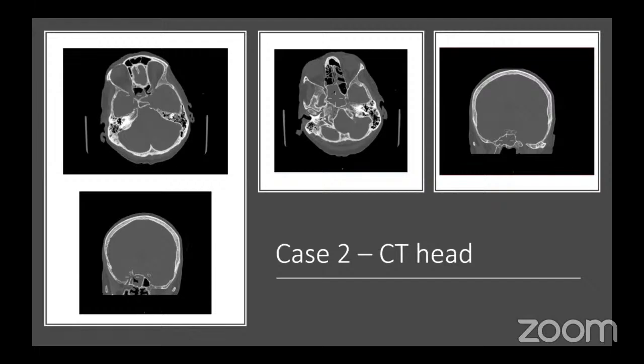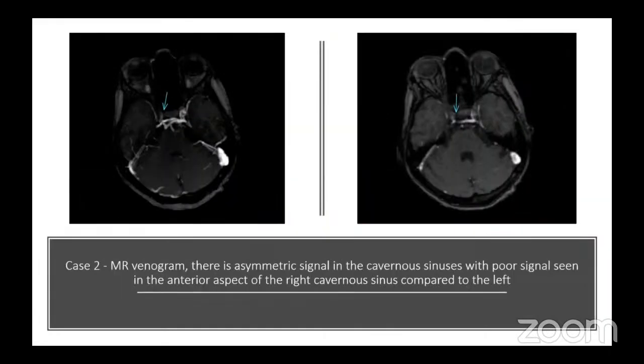However, she went on to have an MR venogram, mainly to rule out cavernous sinus thrombosis. As suspected, there was a good signal in the cavernous area on the left side and poor signal on the right side. This asymmetrical signal, the suspicion was strong enough to suggest it was cavernous sinus thrombosis.